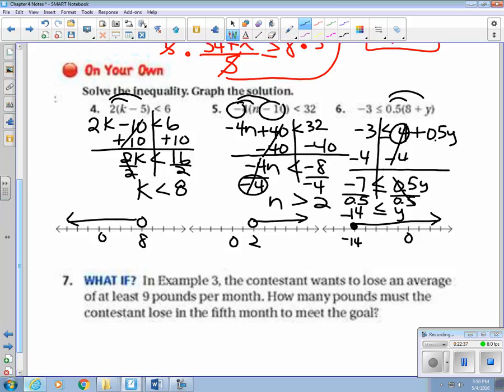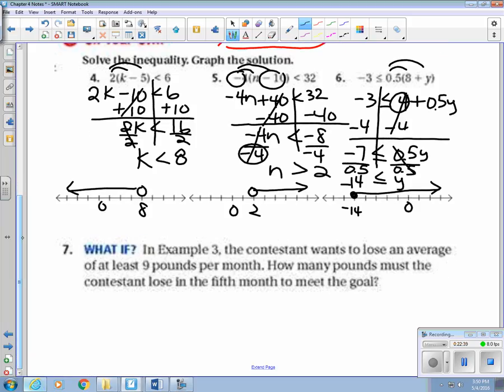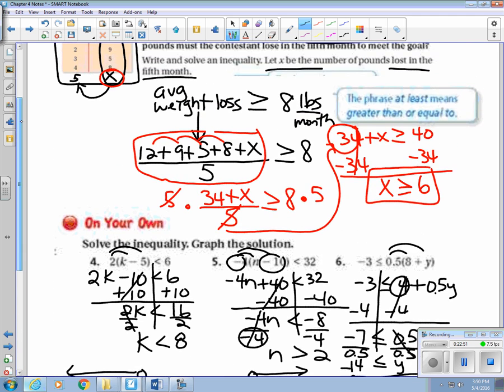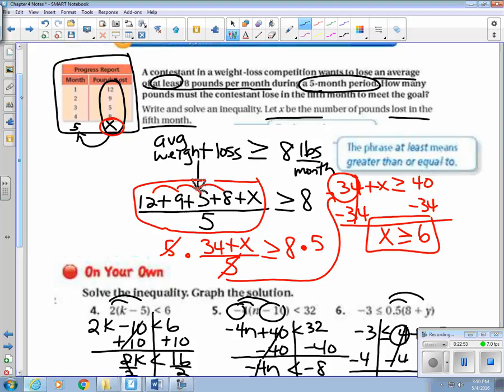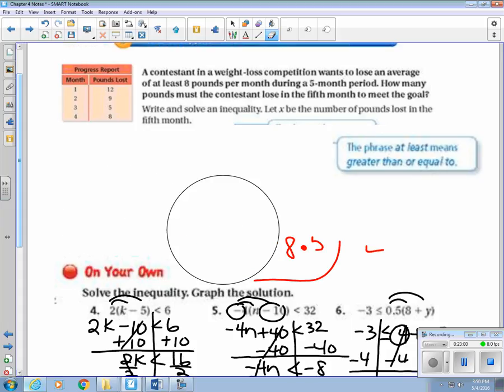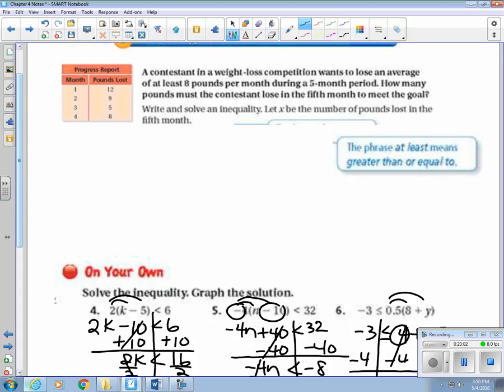All right. In example 3, the contestant wants to lose an average of at least 9 pounds per month. How many pounds must the contestant lose in the 5th month to meet this goal? Well, I've got to go back to that question, which is up here. And I'm going to go ahead and erase this, and I'll do the work here so that you can see it with the question. So instead of 8, we're talking about 9 pounds per month. So I'm going to still do it the same way.